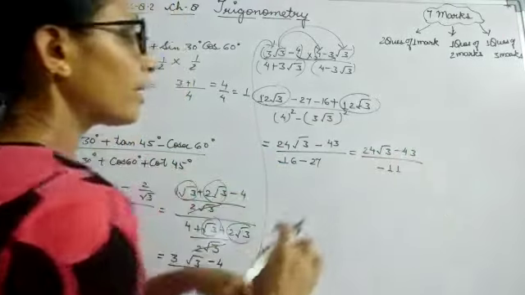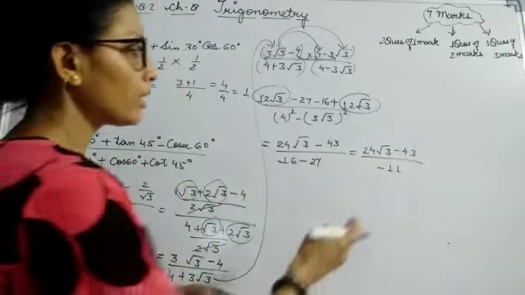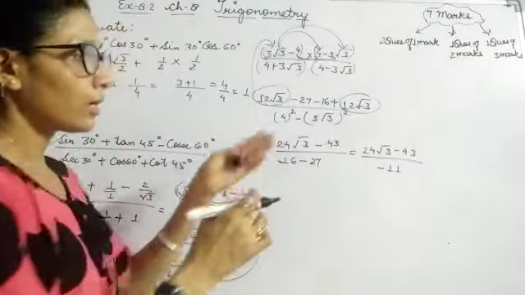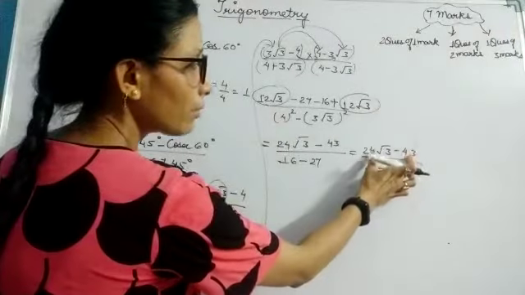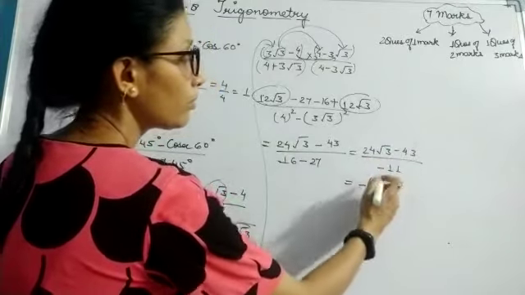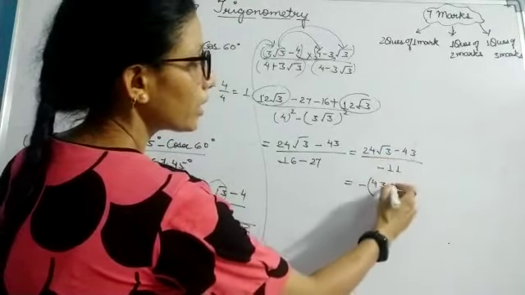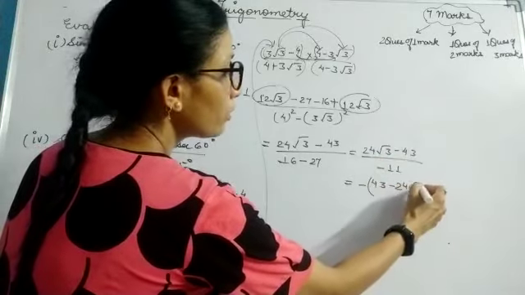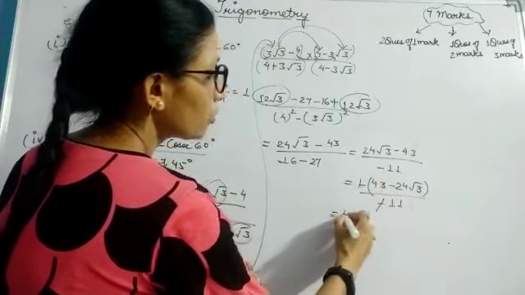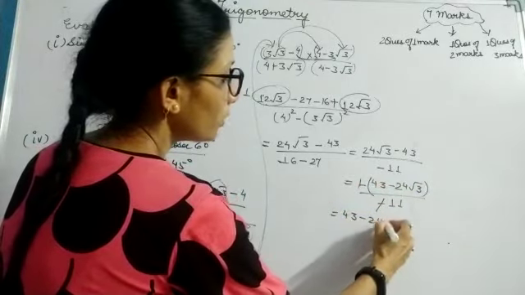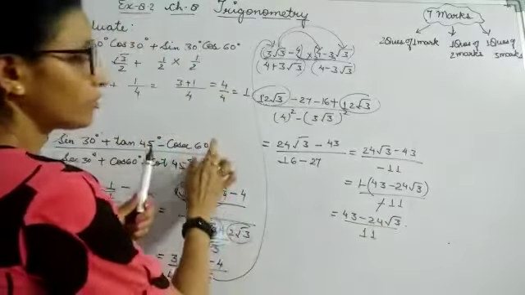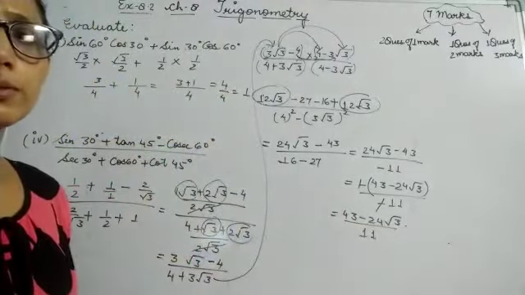Now children, I am getting the denominator as a minus sign. So I will transfer this minus sign to the numerator, or I can say I can take the negative sign common from the numerator. If I take the negative sign common from the numerator, I will get 43 minus 24 root 3 whole upon minus 11. So minus and minus are gone, and I get 43 minus 24 root 3 upon 11. So the value of this is equal to this.